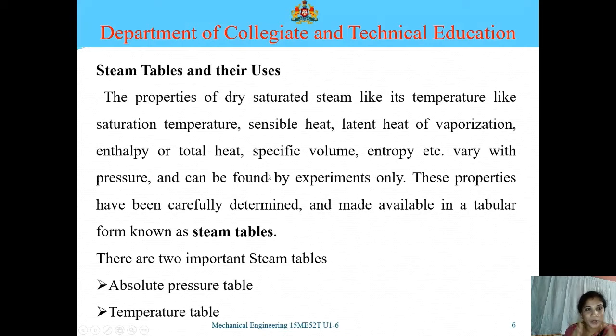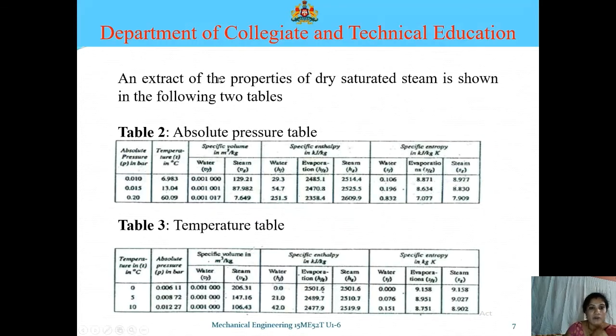Now let us move on to the next topic, that is steam table. Already now you have got an idea about the steam table. Then can you tell me what you mean by a steam table? Let us take an example of a steam table where all the values of steam will be available.